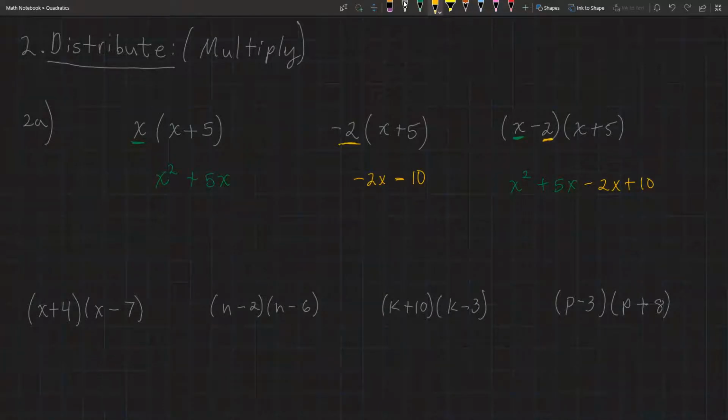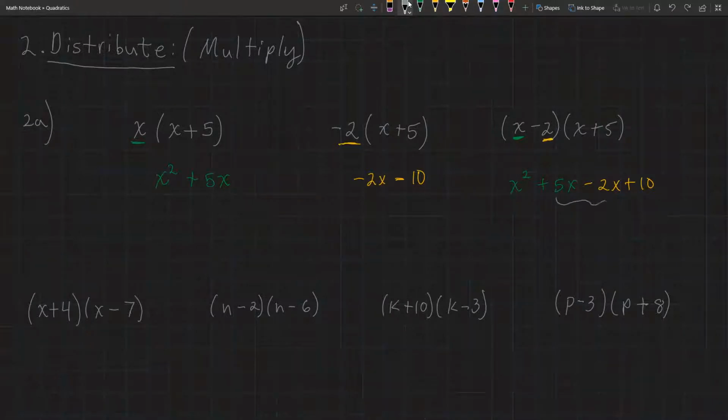But the idea is, can any of these 4 terms be combined? x squared doesn't have any like terms, but what about these 2 middle terms? Those are like terms, so we can combine them. Are there any other constants that can be combined with 10? And the answer is no. So we're just going to do a little bit of algebra here. Oh, that's not the color I said I was going to use.